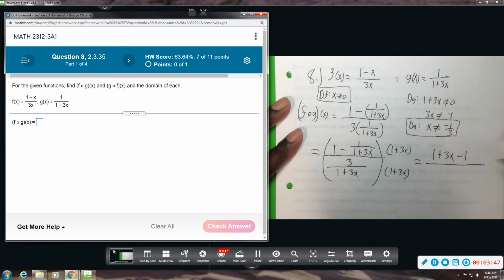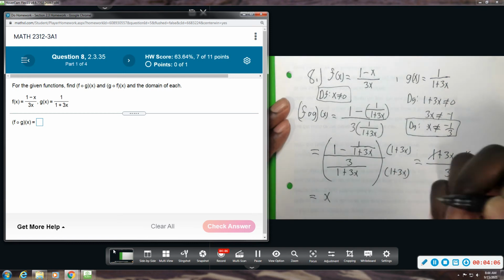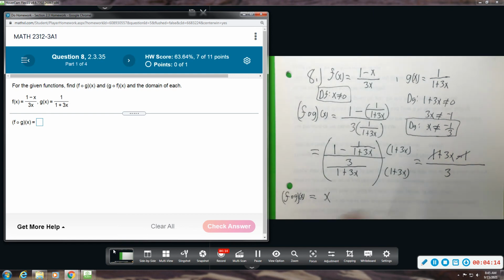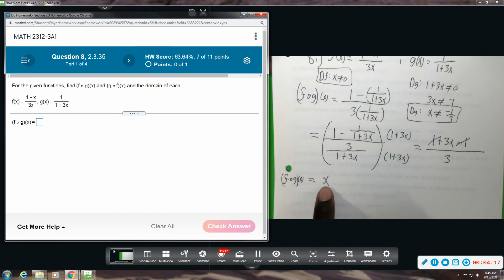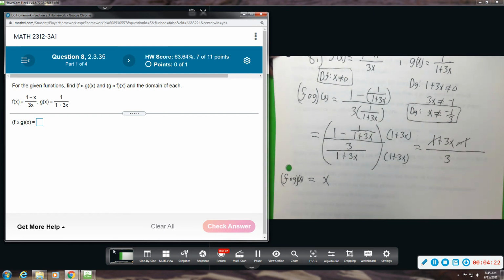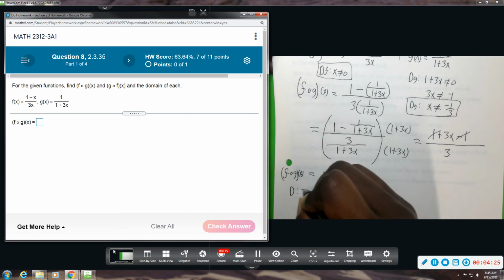So my numerator has simplified. The positive 1 and minus 1 will cancel out, so you'll just be left with 3x on the top. On the bottom, when I multiply this times this, the bottom will cancel, and I'll just be left with 3. And then at the end of the day, 3x divided by 3, I'm just left with x. So f of g of x is just equal to x. Linear equation, no restrictions for the domain. However, we did plug in g, so the restriction that I had was x cannot be negative 1/3. So that would be my restriction.